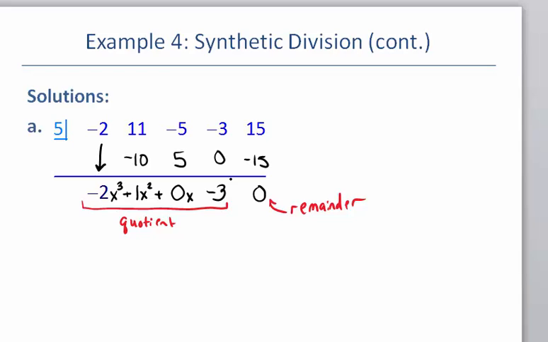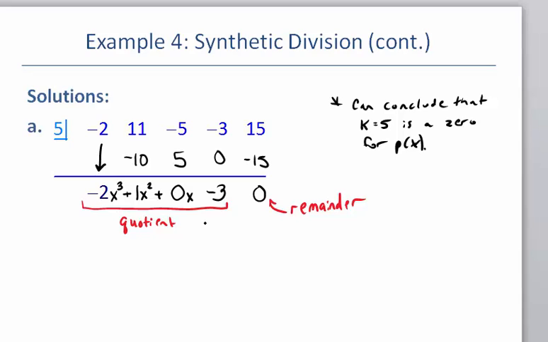Now, the question asks us, in addition, if the k is a 0. So if the remainder is equal to 0, then we can conclude that k is equal to 5 is a 0 for p of x. If the remainder had not equaled 0, then we would conclude that no, it is not a 0.